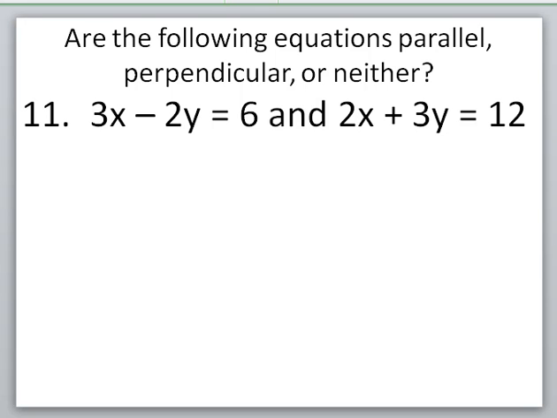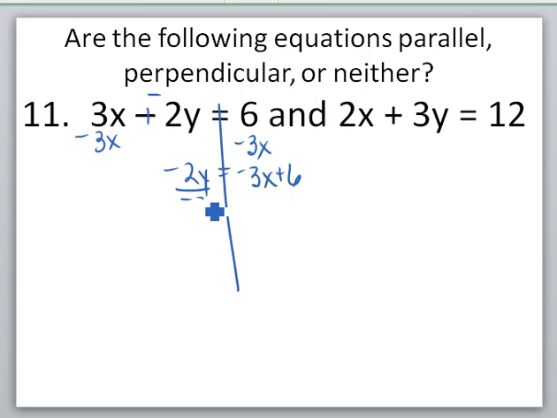Okay, we're going to do another example just like the last one I did on the last video, and we're going to determine whether these are parallel, perpendicular, or neither. So the first thing I have to do is solve each of these equations for y, so I can find their slope. So I'll move the 3x over by subtracting 3x. That gives me negative 2y equals negative 3x plus 6. Divide by negative 2 everywhere. y equals a negative divided by a negative is a positive 3/2 x plus a negative 3.